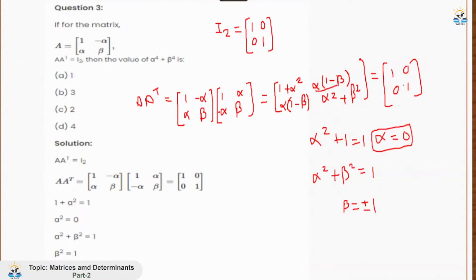Okay. So basically, I am getting the value of alpha to be equal to 0 and beta to be equal to plus minus 1. So I need to tell the value of alpha power 4 plus beta power 4. So 0 plus beta power 4 will be 1. So my answer is 1 because this is 0 and this is 1. So 1 is the final answer. So A part is correct. Just calculate the values of A and A transpose, then equate it to I2. You will get simple equations, and from these simple equations, you can calculate the values of alpha and beta, and you will get your final answer as 1.